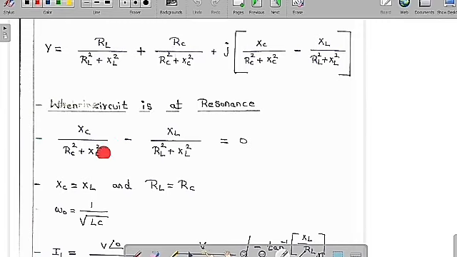Now, when XC is equal to XL, XC is equal to 1 by omega C and XL is equal to omega L. If we do simplification, we get omega naught is equal to 1 by under root of LC. So at omega naught equal to 1 by root LC, we get XC equal to XL, and this other condition should also be satisfied. Then only we can say that the circuit will be at resonance. So a circuit is at resonance only at two conditions, which are XL equal to XC and RL equal to RC. At these two conditions only, the circuit is at resonance.